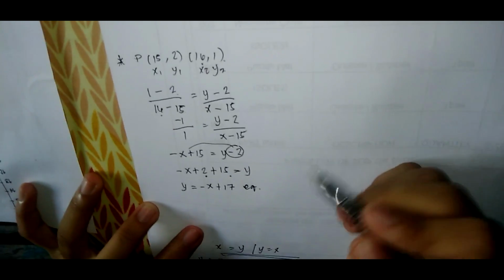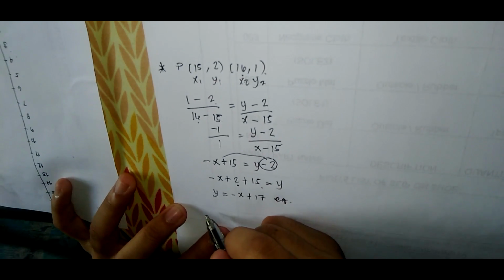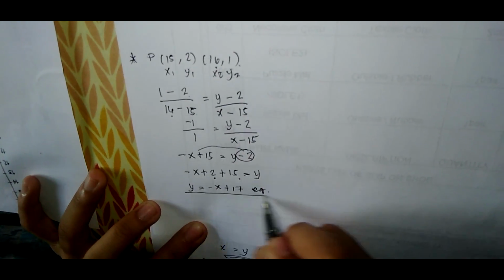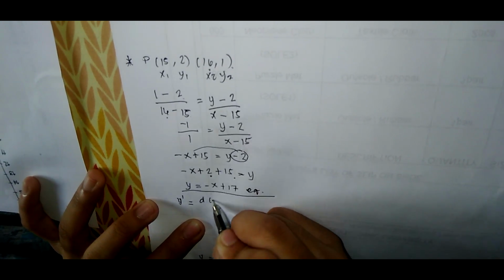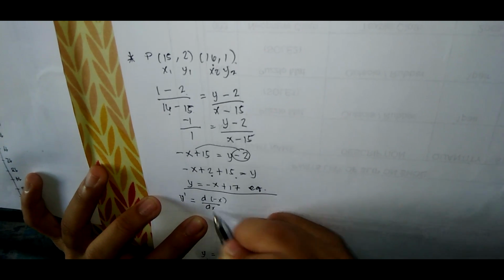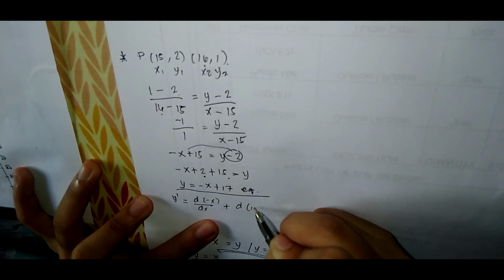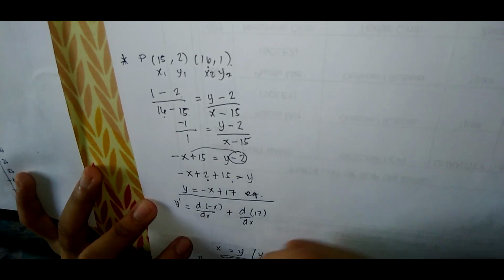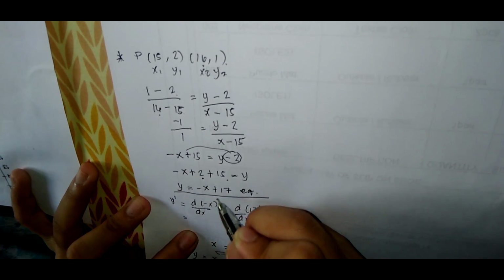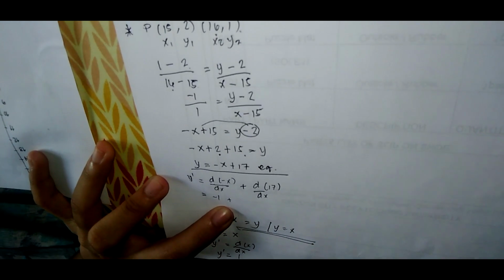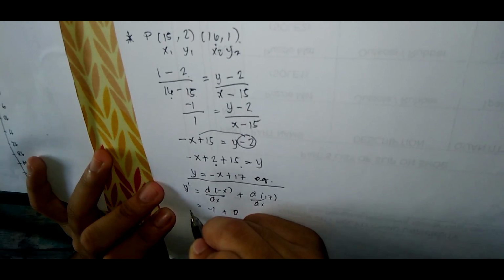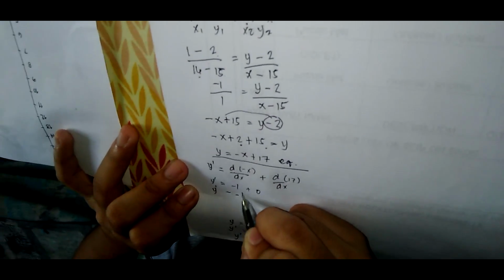So, para sa equation ng curve, kailangan natin siyang i-derive. So, ito yung equation. So, y prime is equal to the derivative of negative x with respect to x plus the derivative of 17 with respect to x is equal to the derivative of negative x is negative 1 plus the derivative of 17 is 0. So the final answer is negative 1.